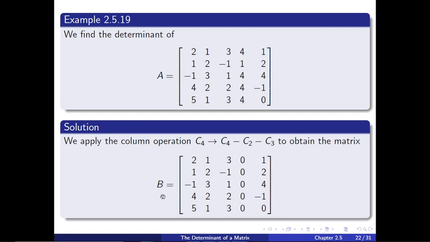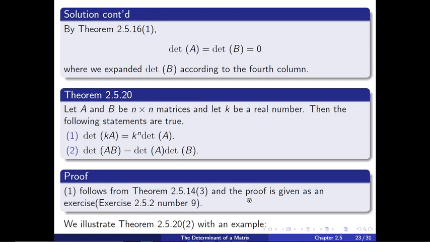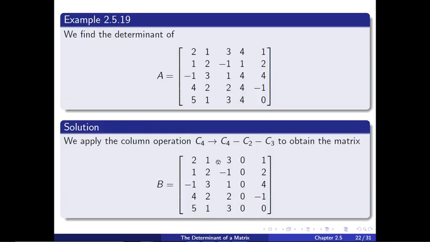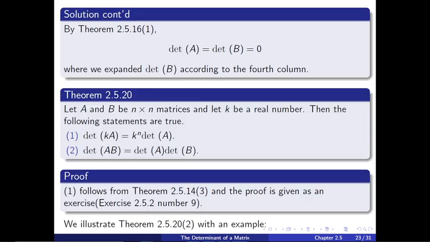we obtain this matrix B, which is equal to this, where the fourth column is a column of zeros. So if we expand according to that column, the fourth column, we know that the determinant is equal to 0, and because the elementary row operation that we used does not affect the determinant, then the determinant of A is also equal to 0.